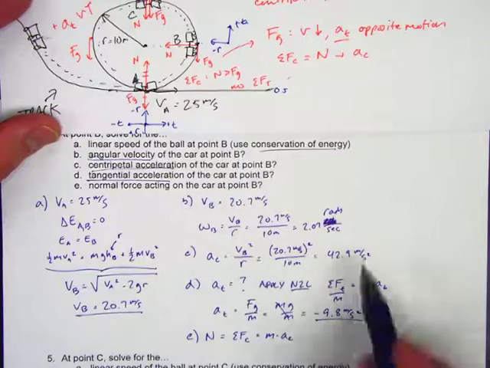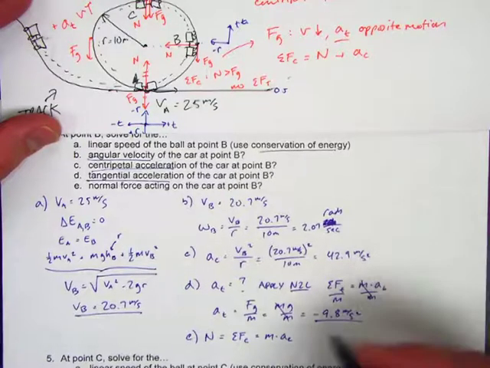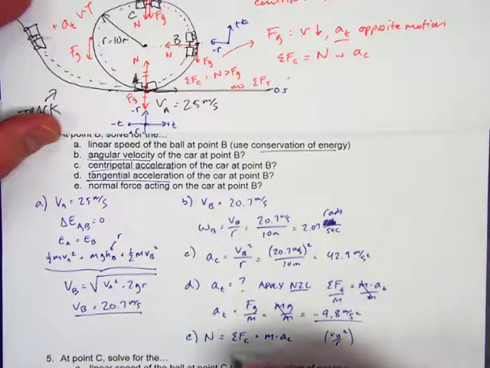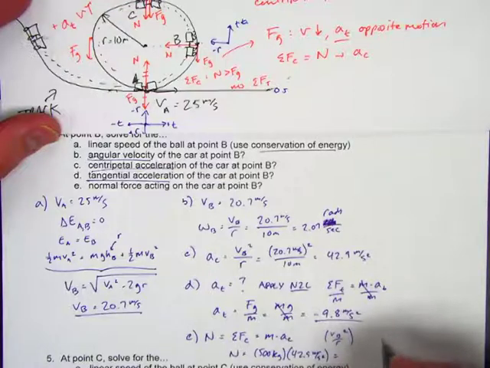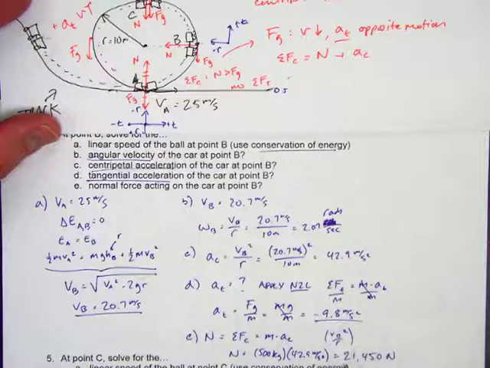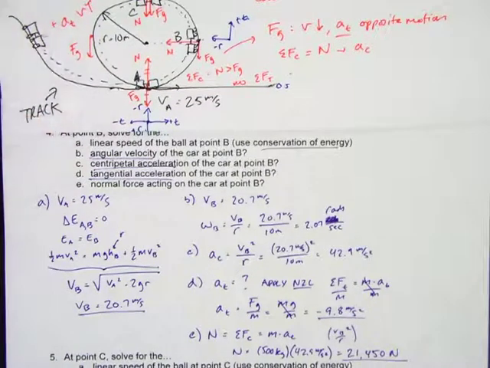So if we don't know this already, we can use v_B squared over r. But since we already know a_c, normal is simply the mass of the cart, 500 kilograms, times the centripetal acceleration, which is 42.9 meters per second squared. And that's going to be a value of 21,450 newtons. Notice, normal force has decreased as you go from point A to point B because your centripetal acceleration is less, because you're moving at a slower speed.